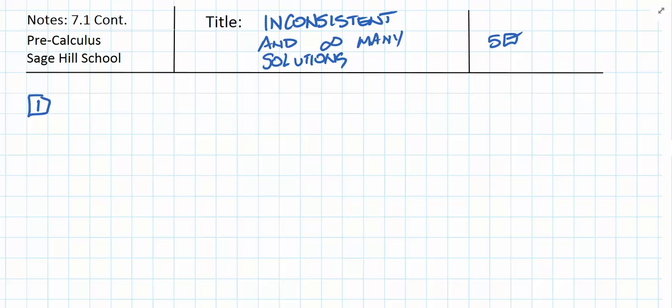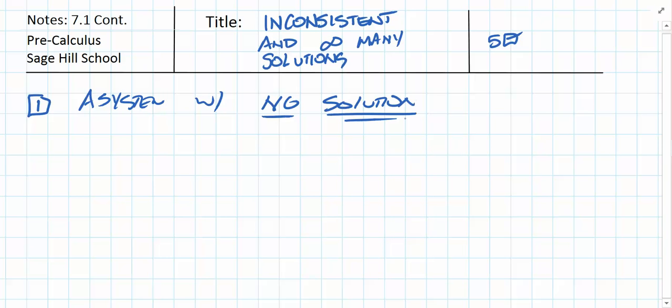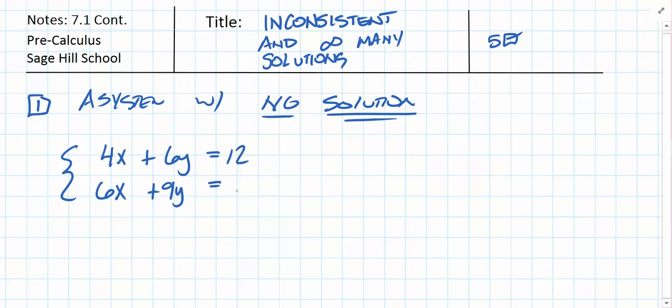So let's talk about a system. First box, a system with no solution. All right, and this is the one that we're going to graph and see. So let's talk about this system first of all. Let's do 4x plus 6y equals 12, and then 6x plus 9y is also equal to 12. Okay, so here we go.